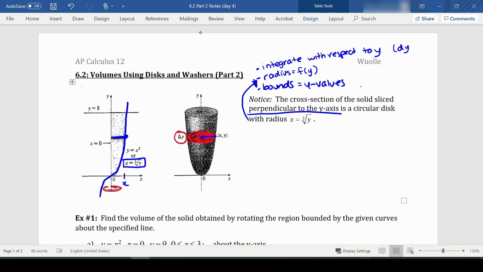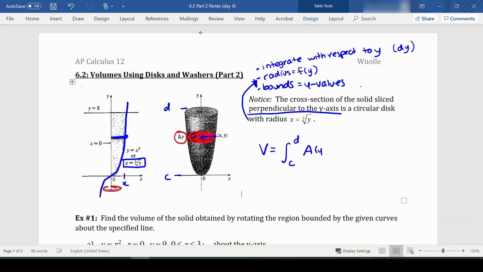If we rotate about the x-axis, we would be perpendicular to the x-axis. We integrate with respect to x, so we have a dx. Our radius is f of x, and our bounds are x values. So in this case, our volume is going to be two values c to d. So in this case, your c is now your lower end, and your d is now your upper end.